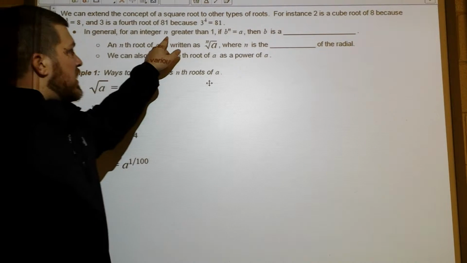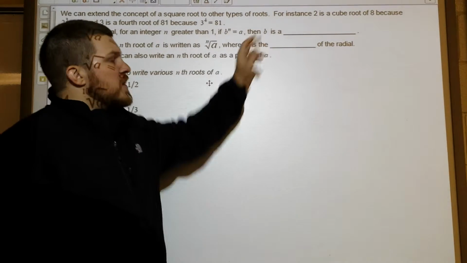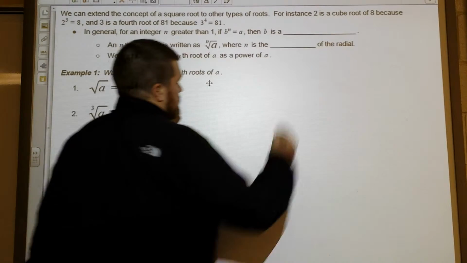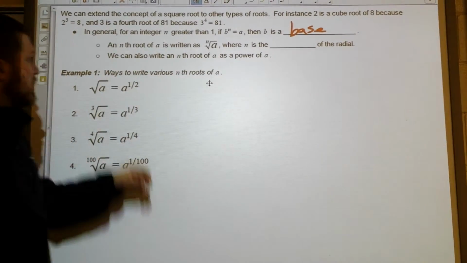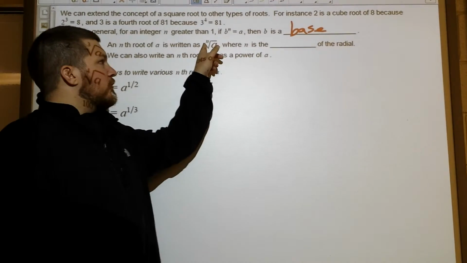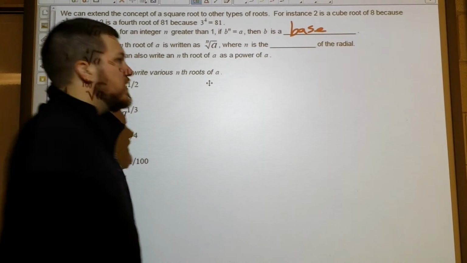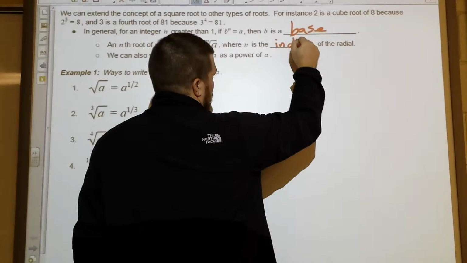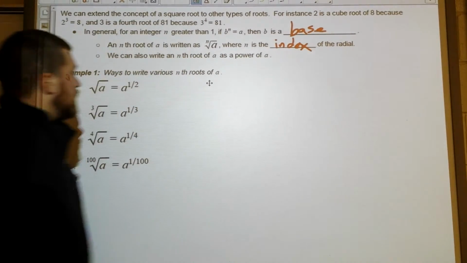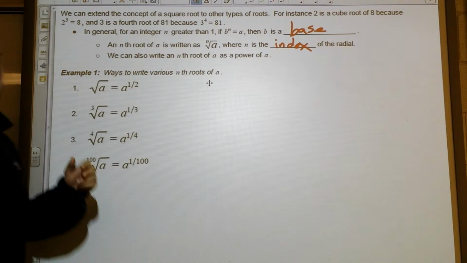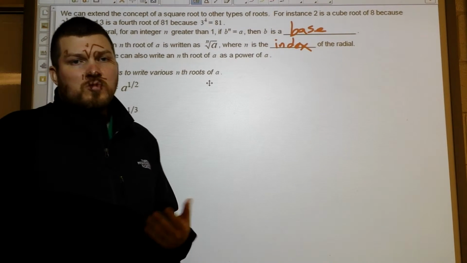If n is greater than 1, then b is called a base. And n, when you have a root format like this, is called the index of the radical. Okay, and we can write roots using the index to tell us what power we need to do.